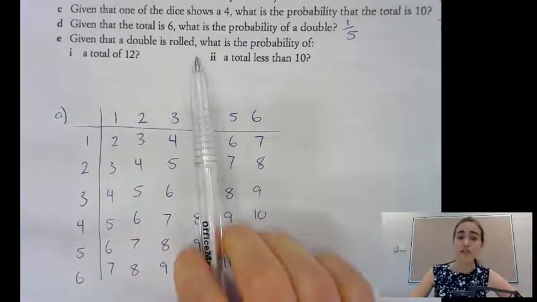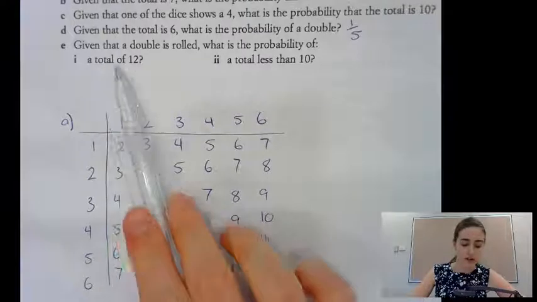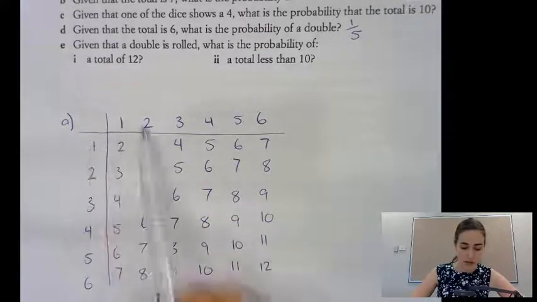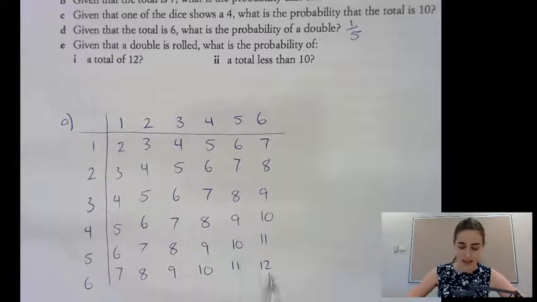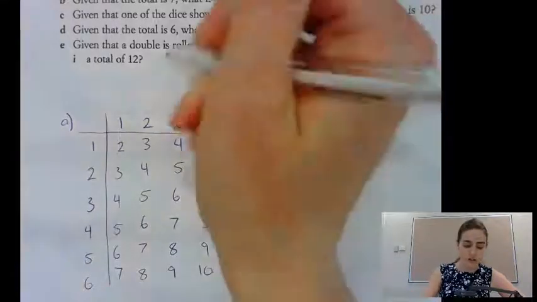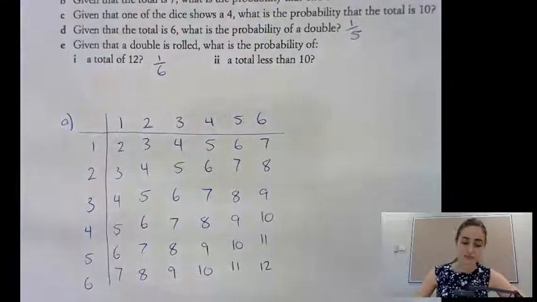Right, given that a double is rolled, what is the probability of a total of 12? So a double being rolled is a 1, 1, a 2, 2, for example. So it's this diagonal down here. So there's 6 numbers there. The probability of it being 12 is only going to be 1 of those. So 1 out of 6.